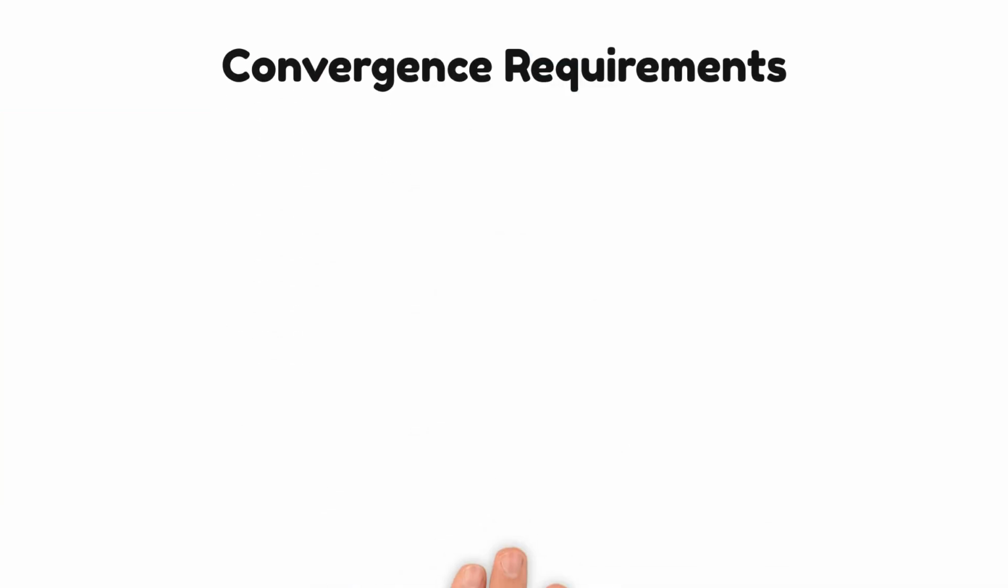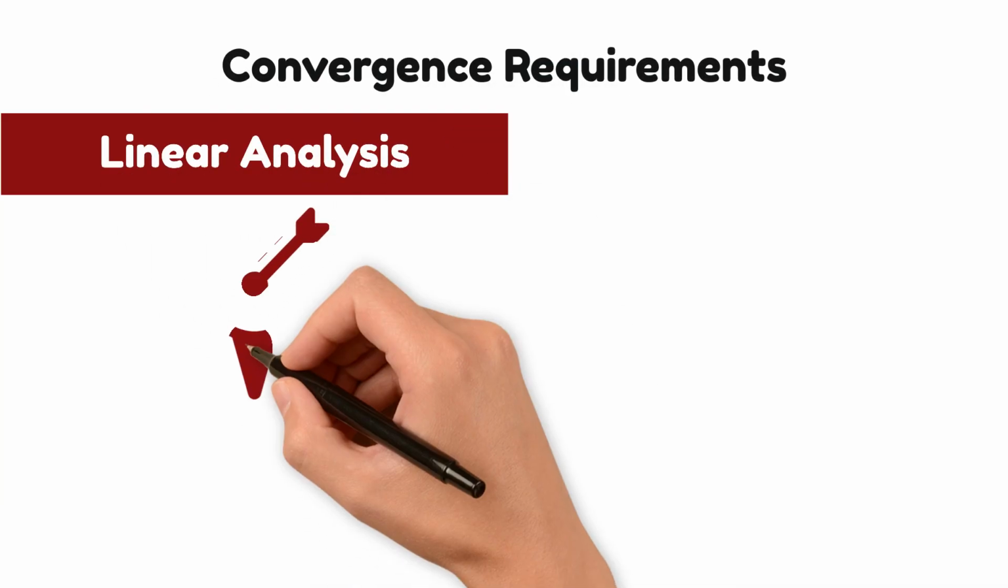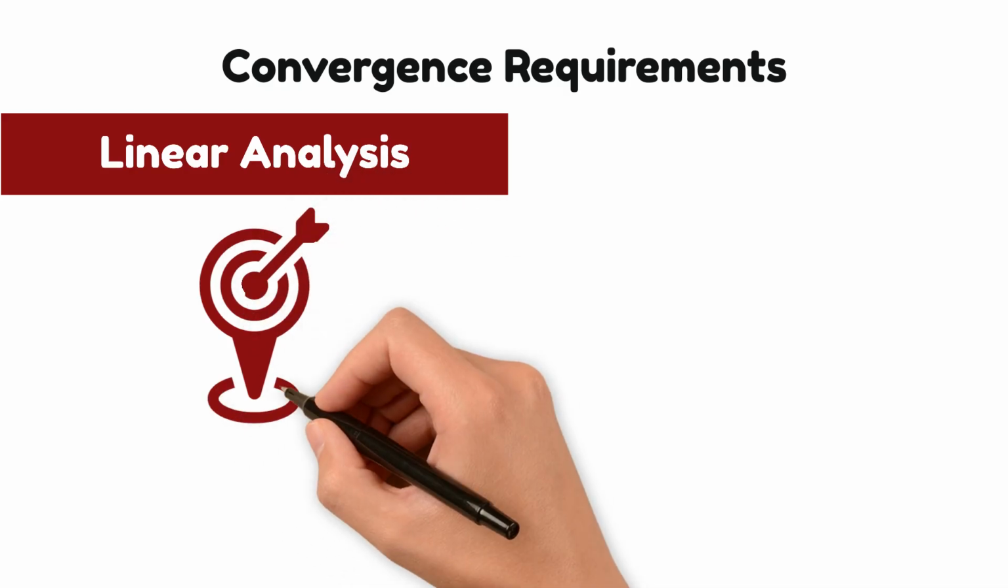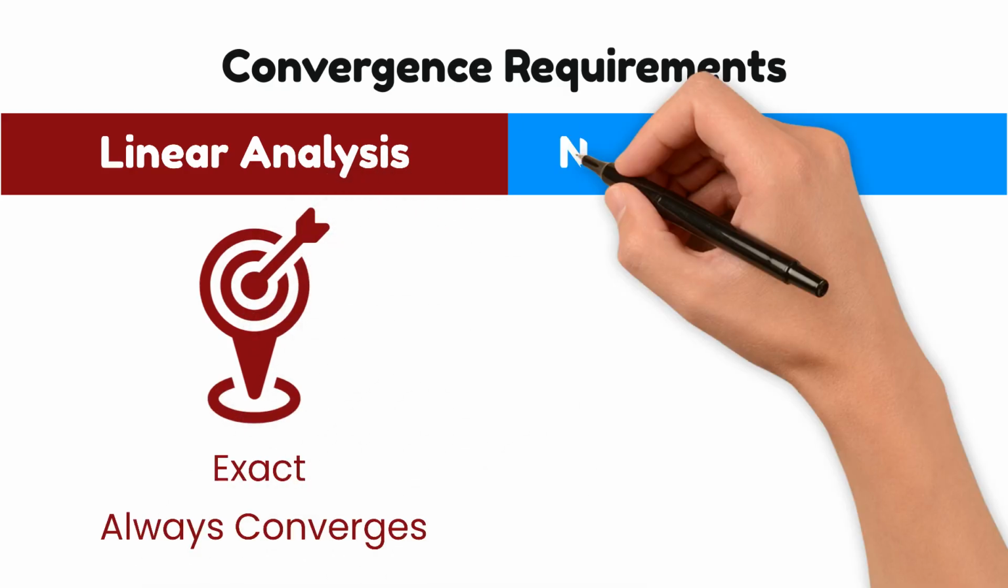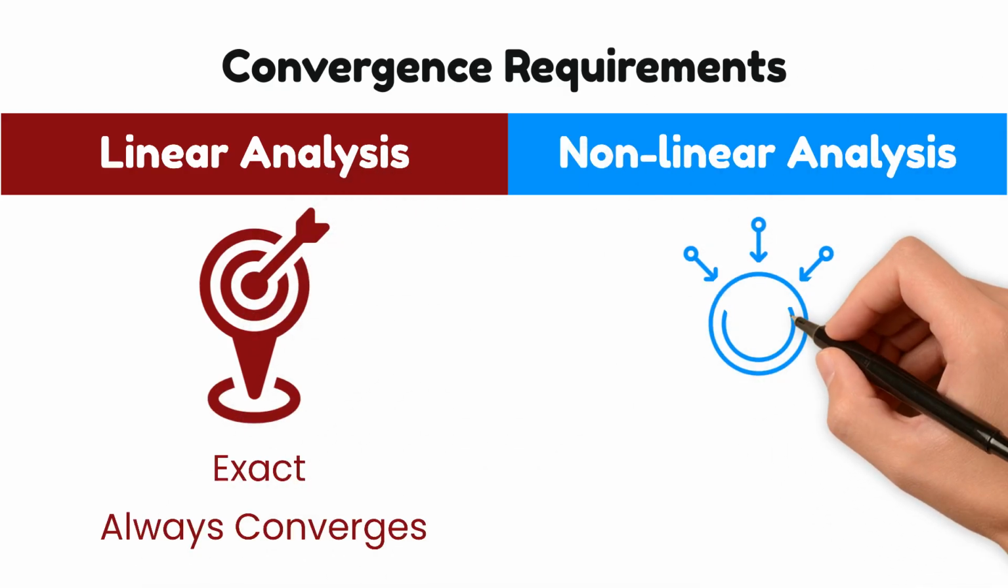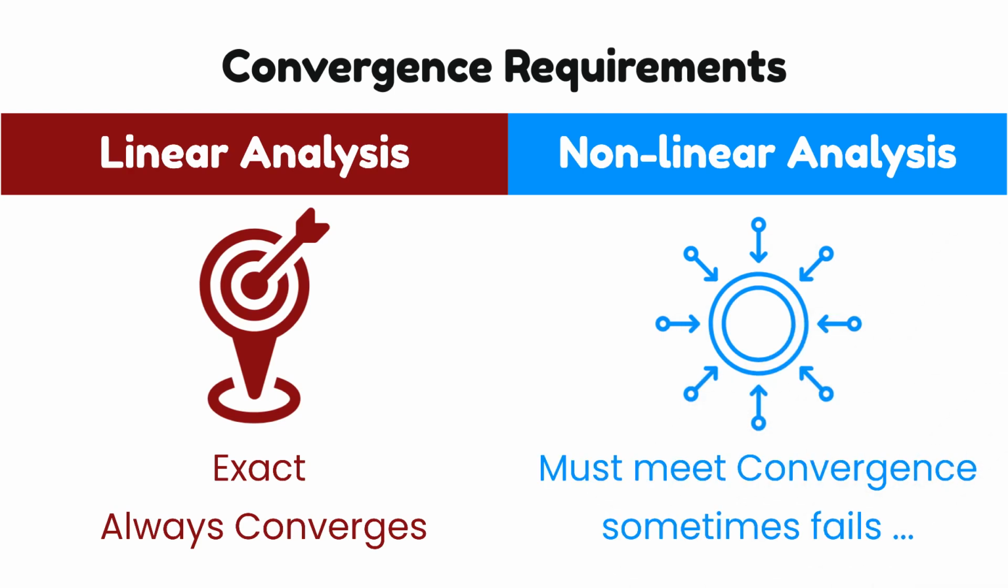In linear analysis, the solution is exact. It always converges because the equations are simple and predictable. But in nonlinear analysis, convergence isn't guaranteed. The solver must iterate until it meets strict convergence criteria, and sometimes it just doesn't.